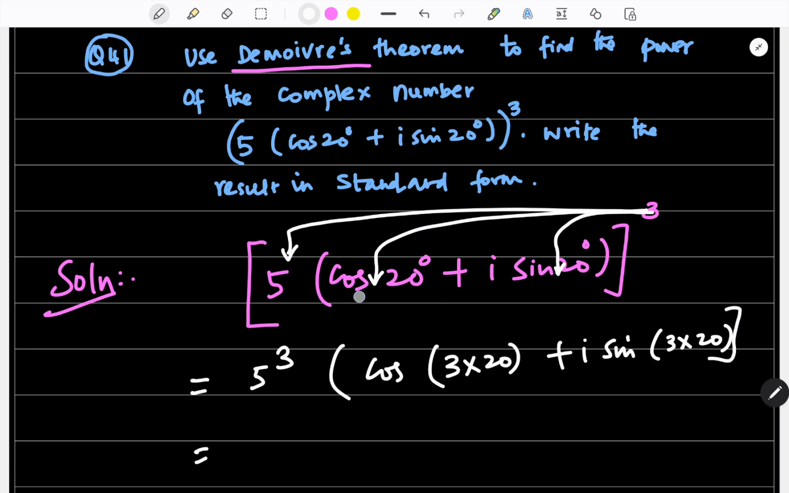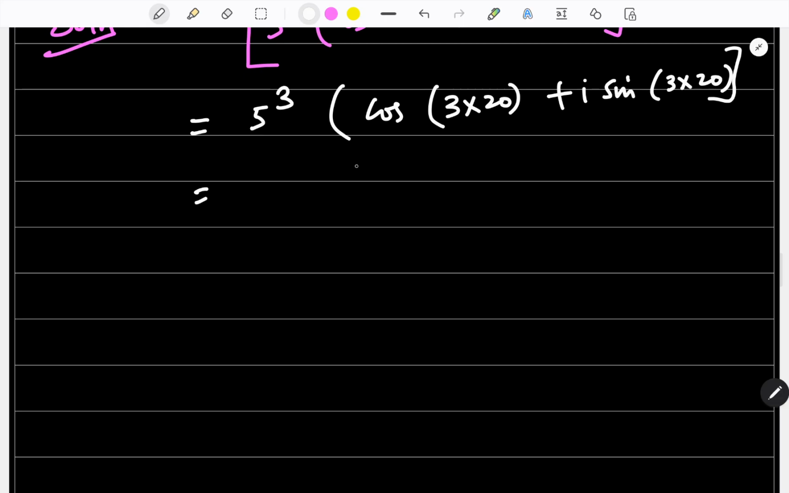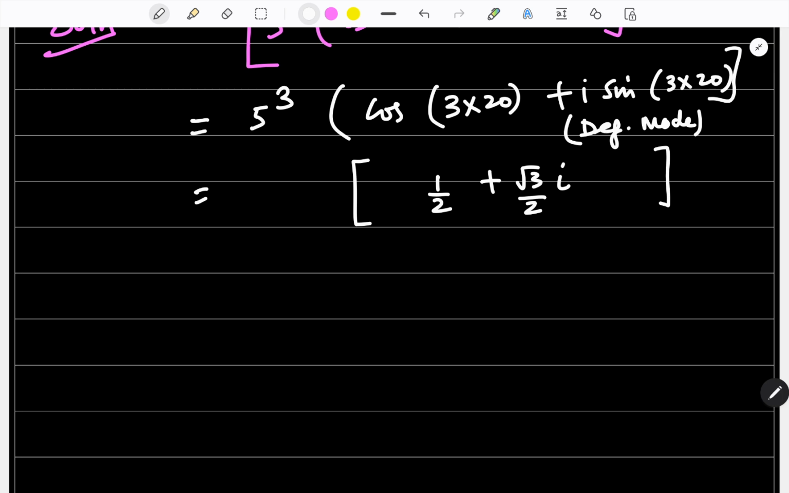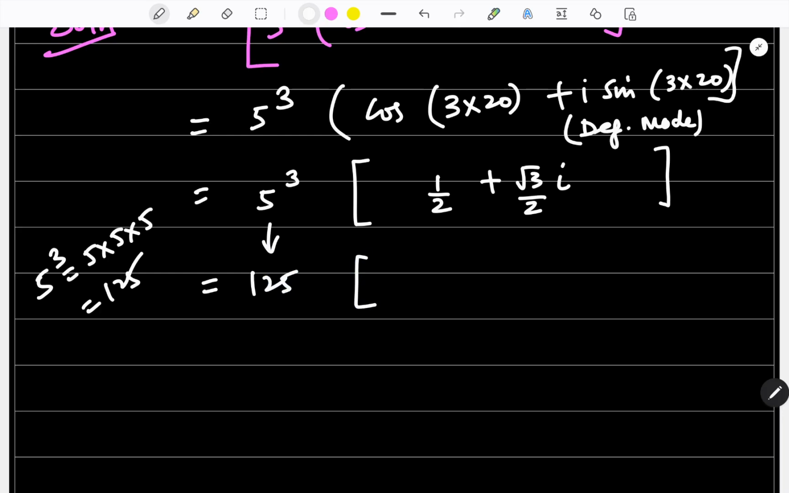Now if you put this part in the calculator, it will give you 1 by 2 plus root 3 by 2i. Again the calculator must be in degree mode. Keep that in mind. So this 5 power 3 will be outside. 5 power 3 is 5 into 5 into 5, which is equal to 125. So this equals 125 bracket open 1 by 2 plus root 3 divided by 2i.